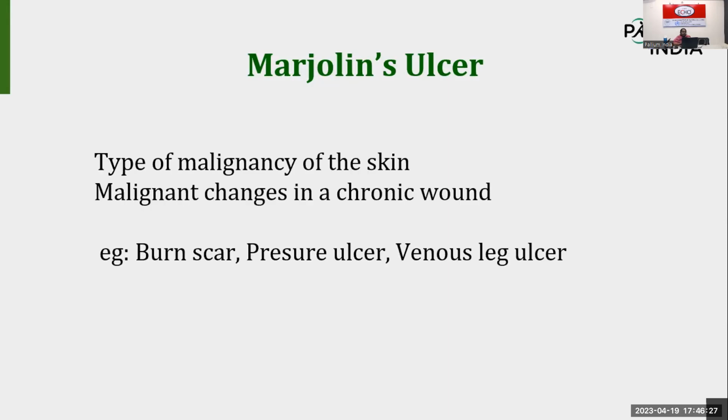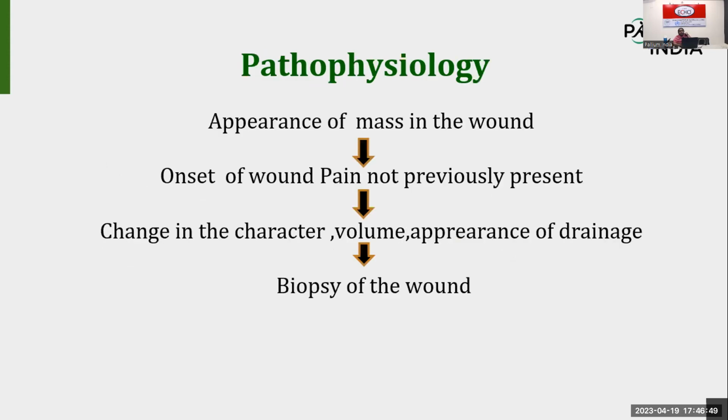I don't know how many of you have heard about the Marjolin ulcer. This is one of the important points we have to learn today, because the malignancy develops from a chronic wound. For example, a burn scar ulcer, pressure ulcer, or venous leg ulcer, after a long period of time there is a chance of malignant skin cells developing in the wound. So that is Marjolin ulcer. The pathophysiology is a little bit different.